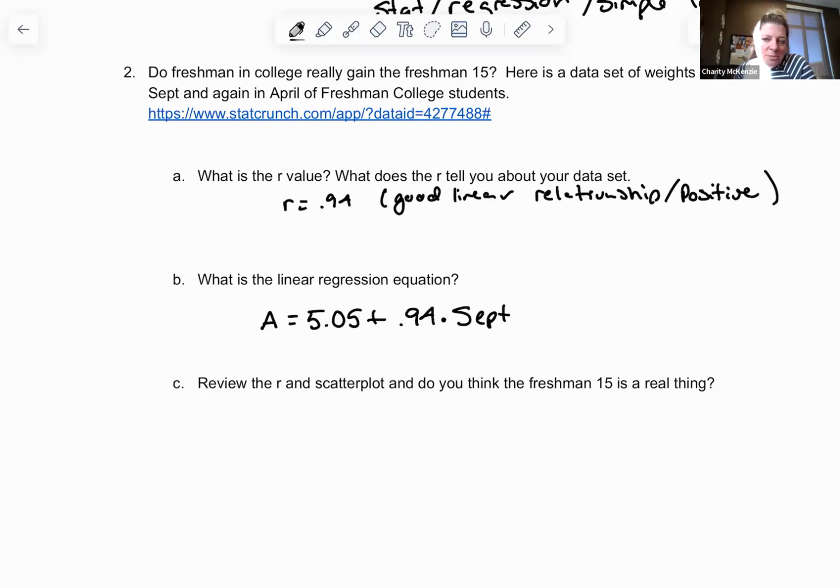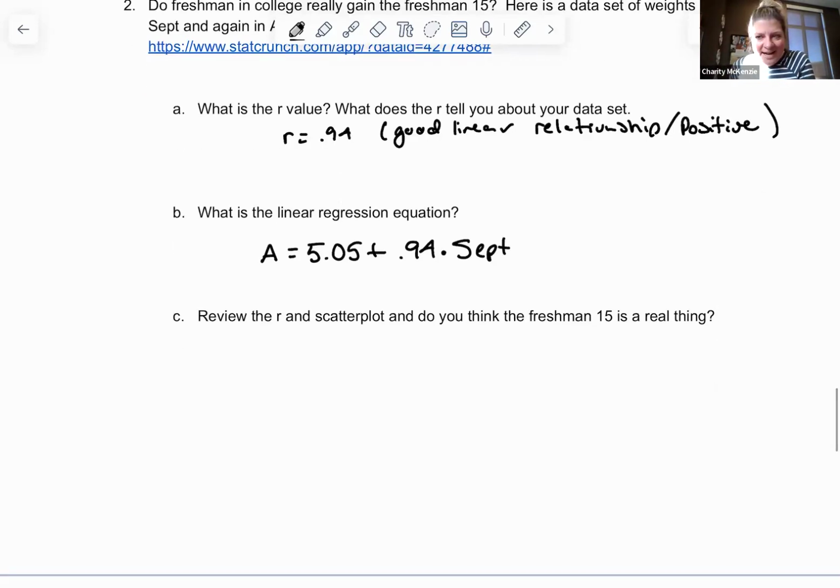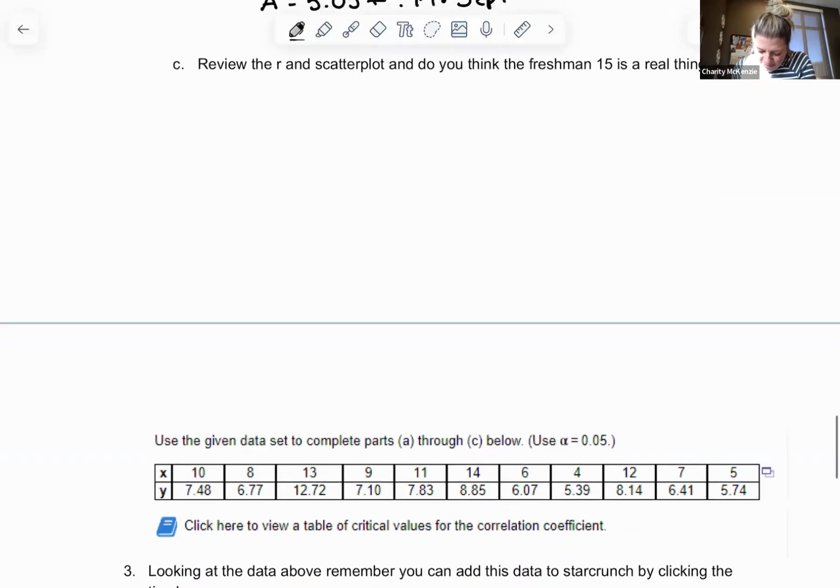Do you think the freshman 15, based off of this, there's definitely a relationship between gaining the weight. We don't really know if it's 15 pounds, to be honest, because we haven't figured out how to do the mean, median, mode yet and those other kinds of information. So for now, I would definitely say you are gaining weight. There's a relationship between those.